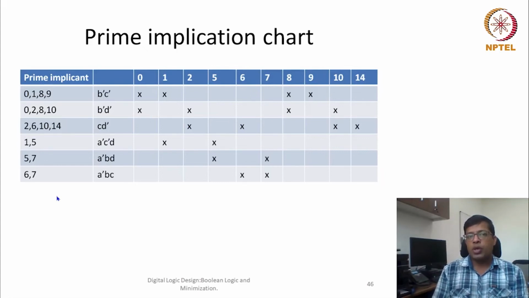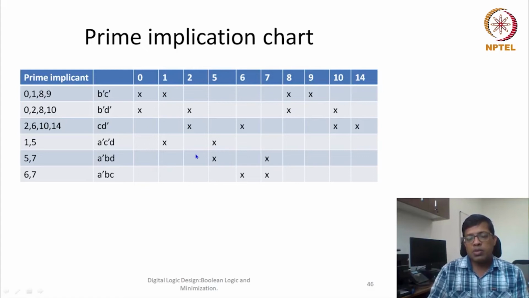I'll repeat. What do we want? We want a minimum solution. In a minimum solution, the total number of prime implicants should be minimized. The other condition is that all the min terms should be covered by at least one prime implicant. This gives us a hint that those min terms which are covered by only one prime implicant are the most important, so that prime implicant becomes an essential prime implicant.